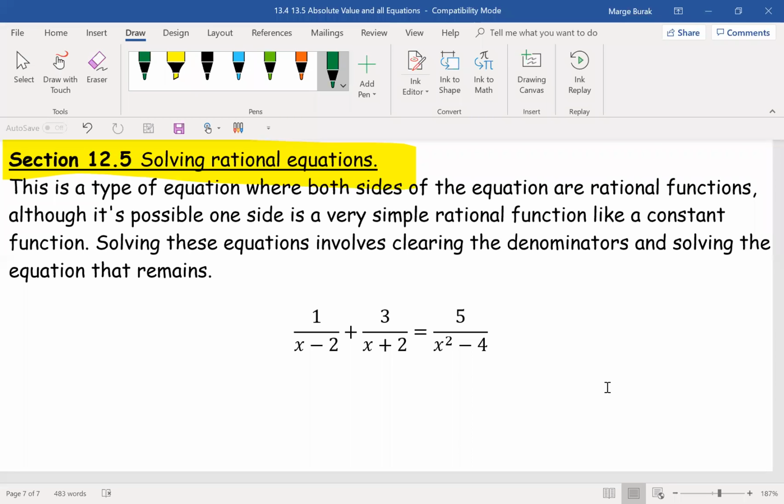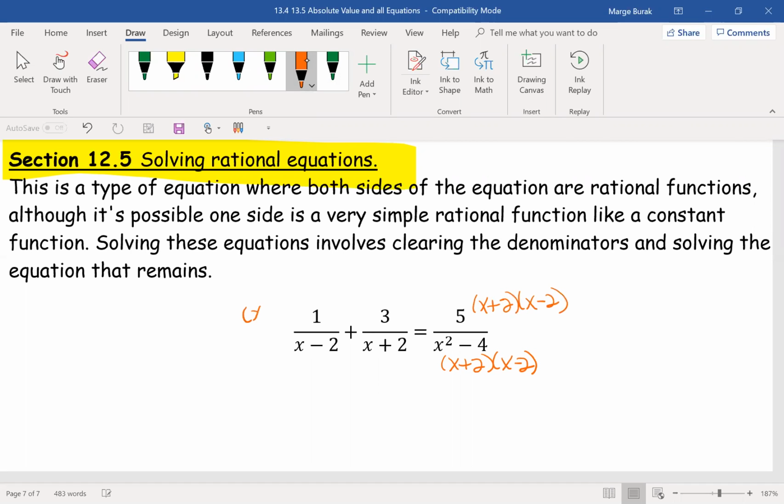Okay, continuing on. So we did spend some time solving rational equations. Let's review that. Solving these equations involves clearing the denominators and solving the equation that remains. Okay, so let's find the common denominator. First, I'll factor this. And sure enough, the common denominator is that, which it very often is, not always.